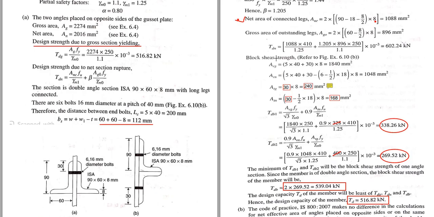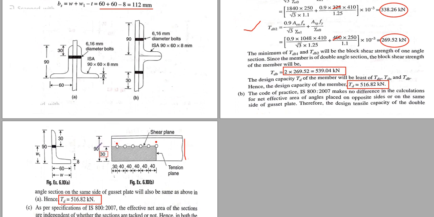So if you write your formula to find the block shear strength, that is the first formula. And this is the second formula. In this formula, Avg, Avn, Atn and Atg are required. Now Avg, that means if we apply tension force from right to left in this direction, this will be the shear plane, and this will be the tension plane.